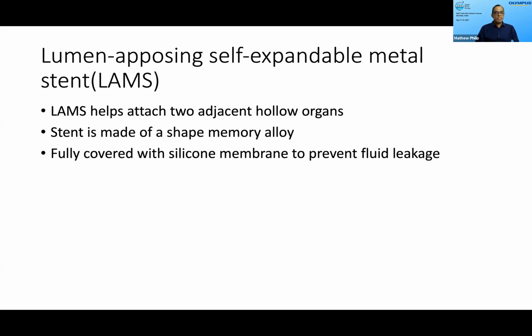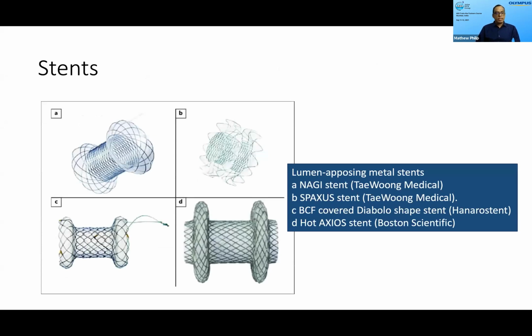And LAMS, as you know, help to attach two adjacent hollow organs. It is made of an alloy that has a sharp memory. It is fully covered with a silicone membrane to prevent fluid leakage as well. So there are 4, or even now 1 more has come, different types of lumen apposing stents.